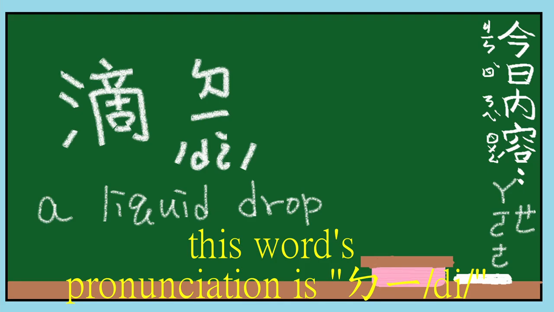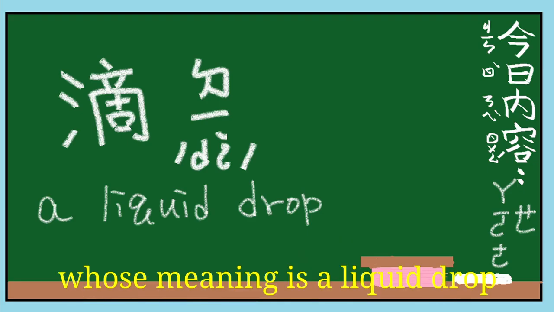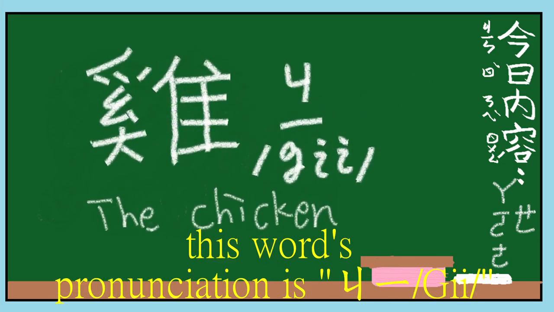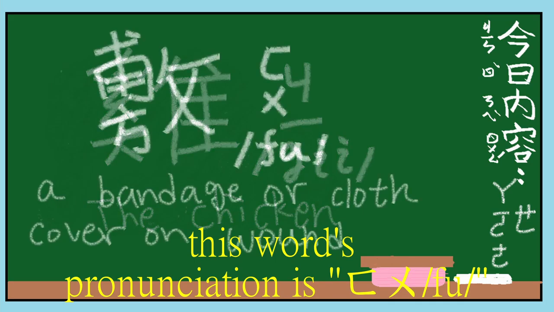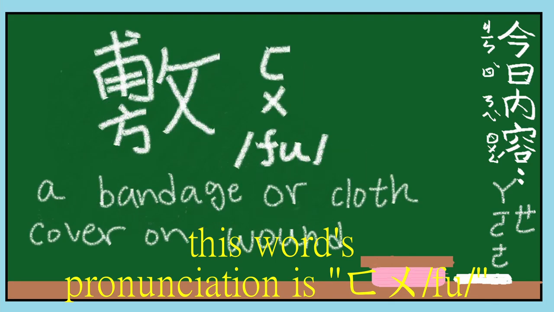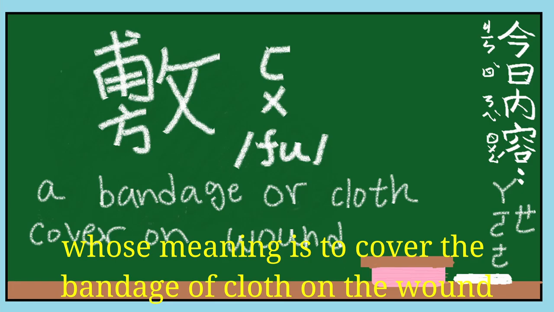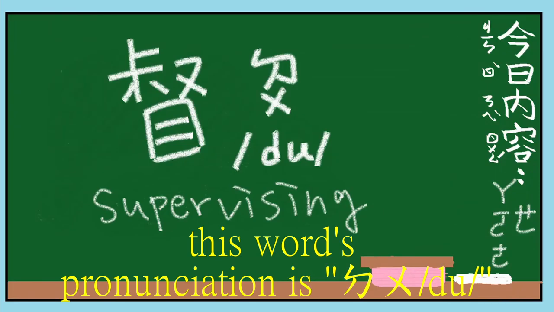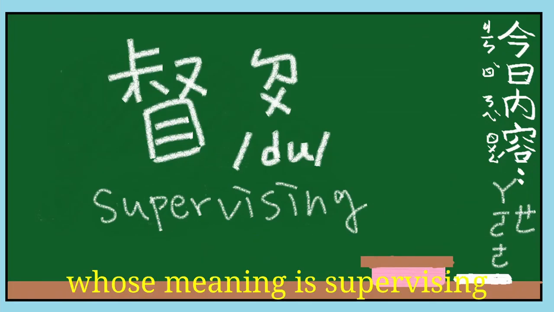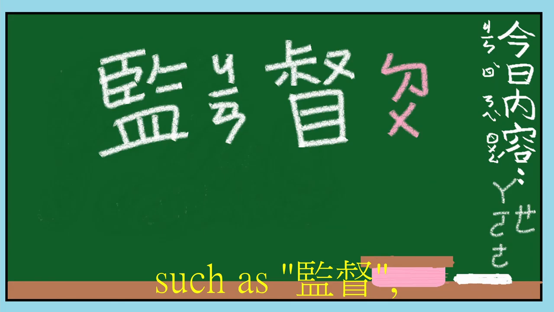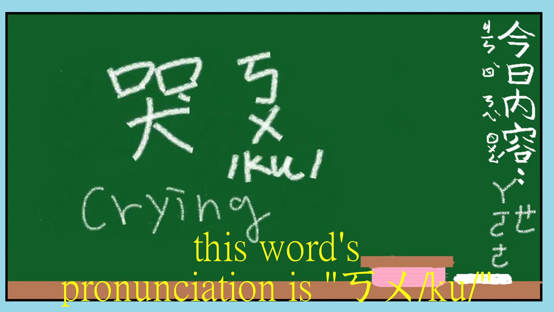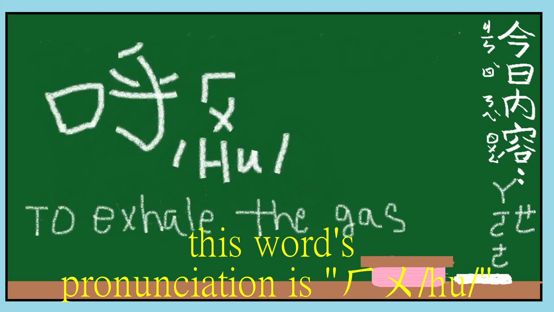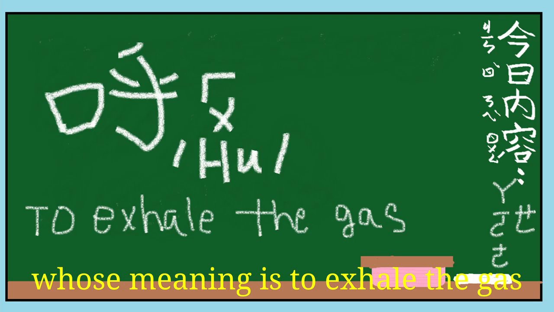Next, this word's pronunciation is xi, whose meaning is the west. This word's pronunciation is ti, whose meaning is the kick. This word's pronunciation is di, whose meaning is a liquid drop such as di shui. This word's pronunciation is ji, whose meaning is the chicken. This word's pronunciation is fu, whose meaning is to cover the wound with bandage or cloth such as fu yao. This word's pronunciation is du, whose meaning is supervising such as tian du.